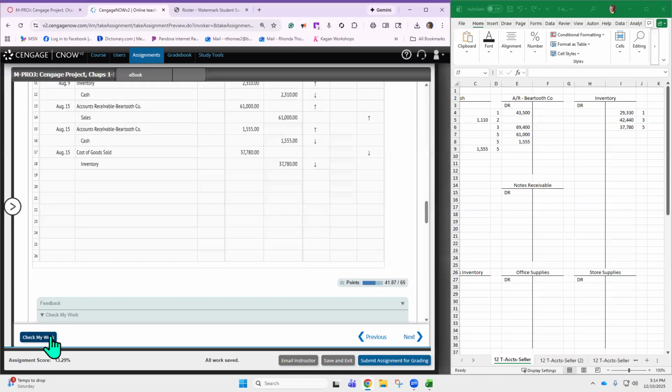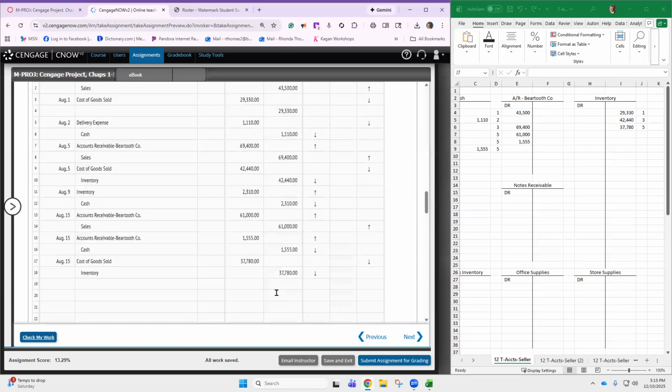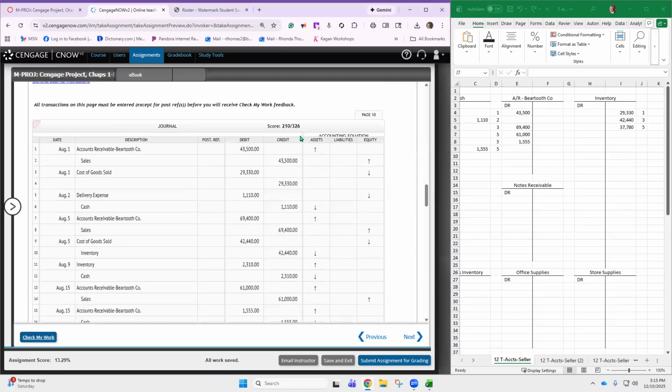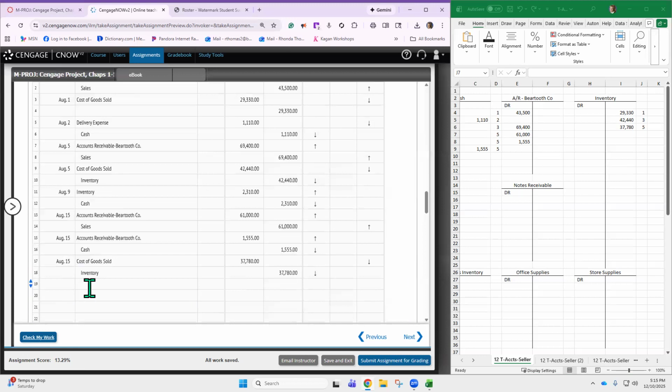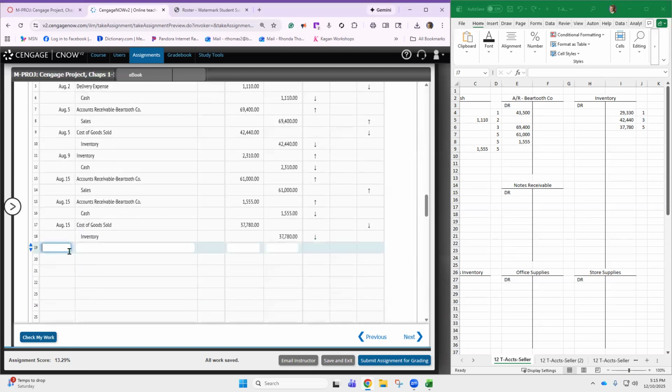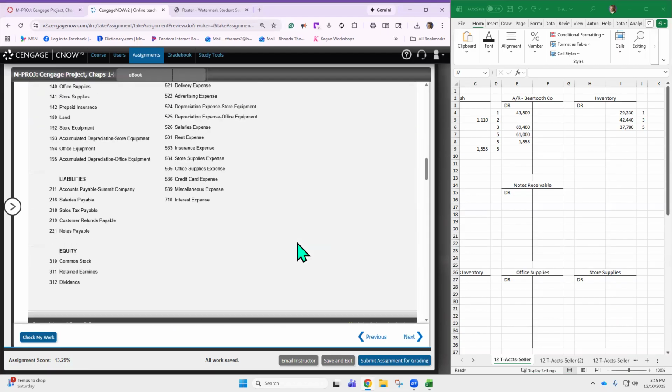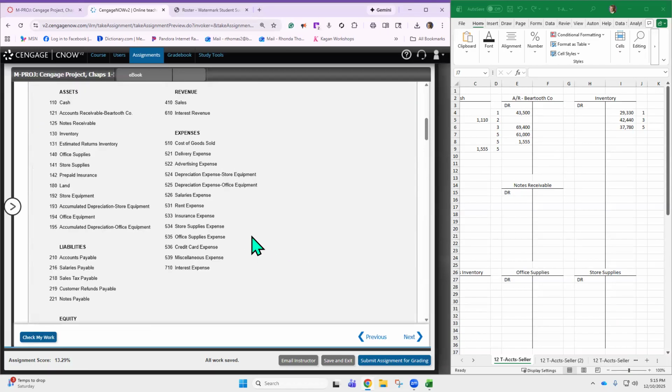When I hit check your work, I'm now at 4187. But I don't know if I've missed anything. 210 out of 326. So I would just still have to wait. We don't have too much more though. Okay, let's go back. And we are now beyond August 15th.